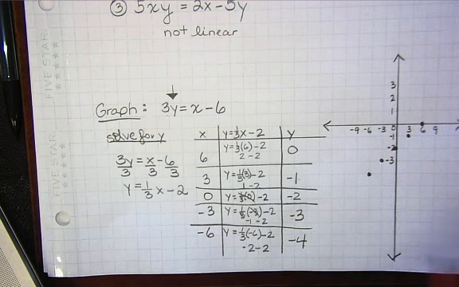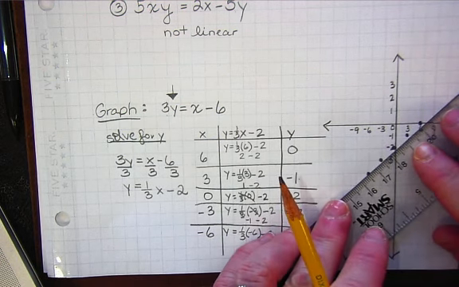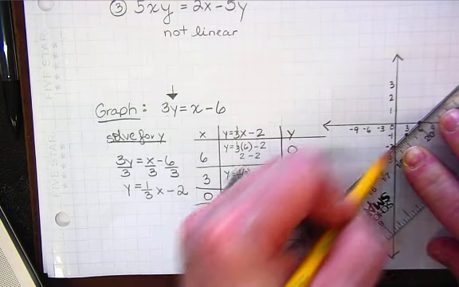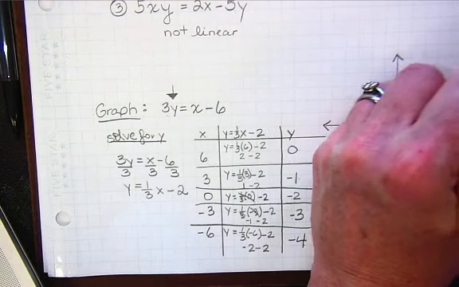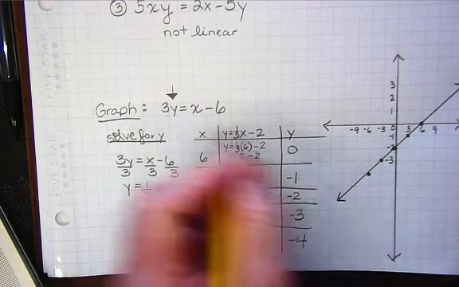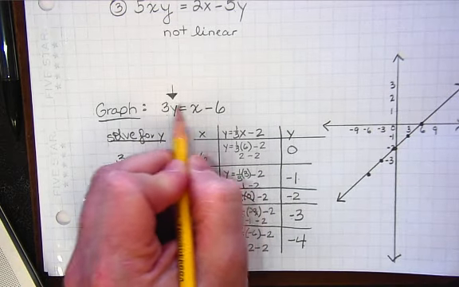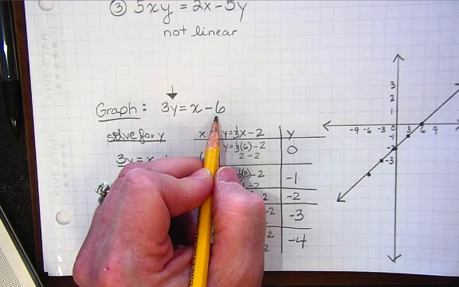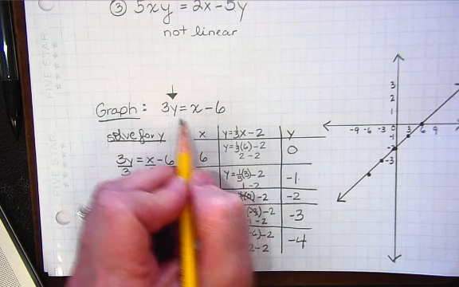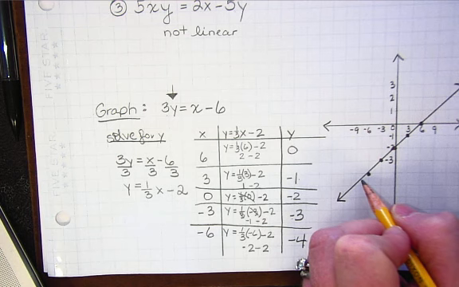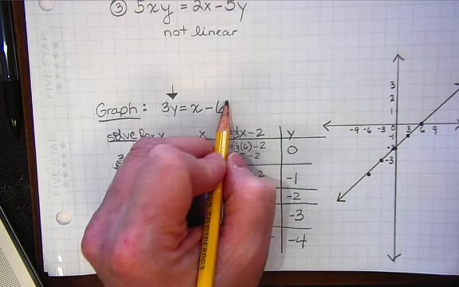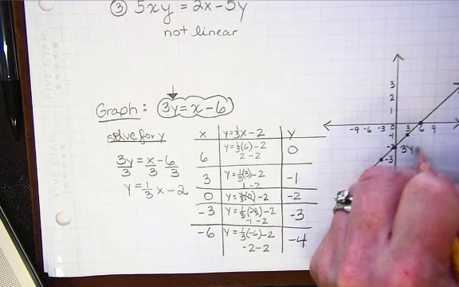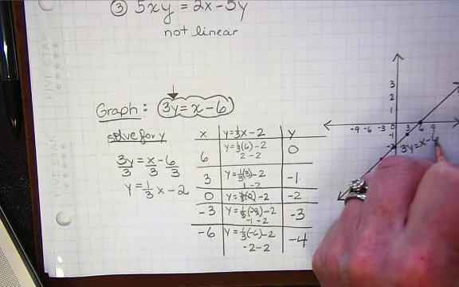What I notice is that this forms a line. If for any reason it doesn't form a line, then I would ask myself, is the equation linear? Could this be put into standard form? Absolutely, this can be put into standard form. So this is a linear equation. This should be a line, and mine is. Now I put the name of it on the graph, so that would be 3y equals x minus 6.